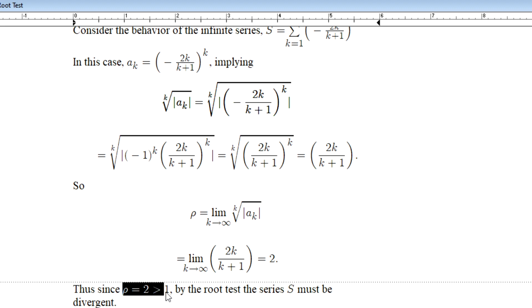And since rho equal to 2 is greater than 1, the result of the root test tells us that series must be divergent. So that is going to produce a divergent result here. Again, that is the root test.